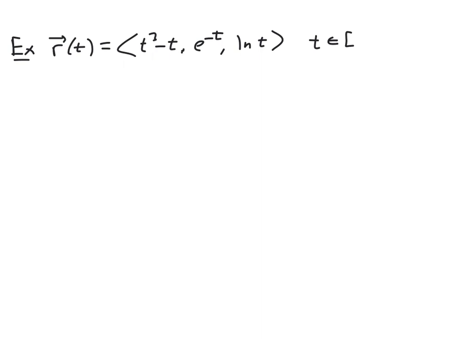All right, so for a quick example, let's say we had a vector function r defined with component functions t cubed minus t, e to the negative t, and natural log of t. And we were defining t to be in the interval 1 to 3.